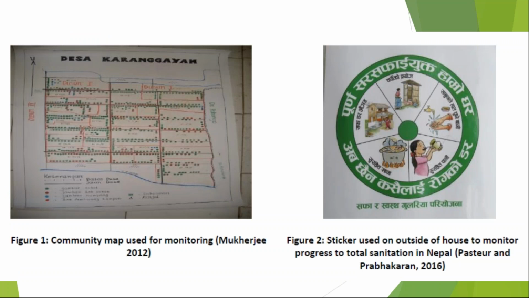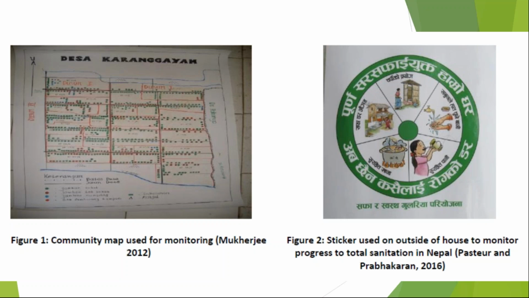I've got another slide. I don't know how visible that is, but the one on the left is a community map being used for monitoring, and households are marked off, maybe with a different colour, once they build their latrine. It might be progressive. So it's possible to see how far the community is progressing over time, and also for community members themselves to see, oh, my neighbour hasn't finished building their latrine, maybe I'll go and help them. Or encourage them. And then the other one is a sticker that was being used in Nepal to show the various different aspects of total sanitation.